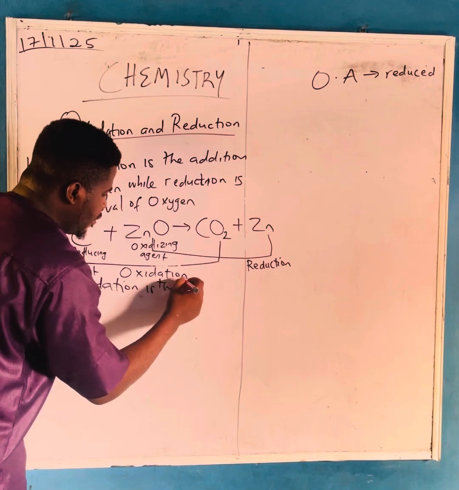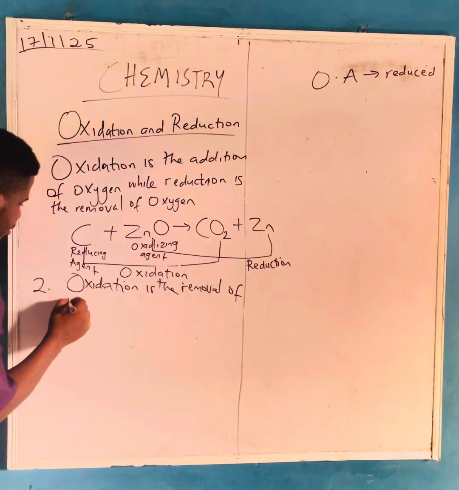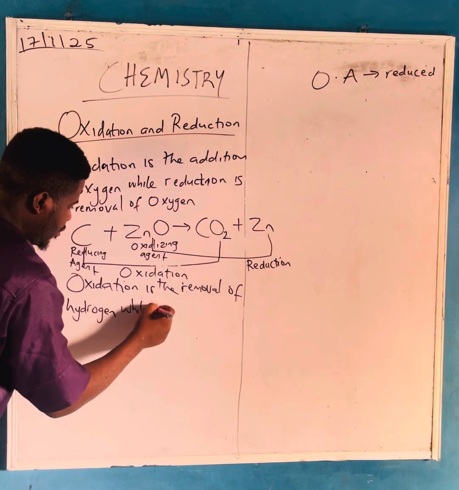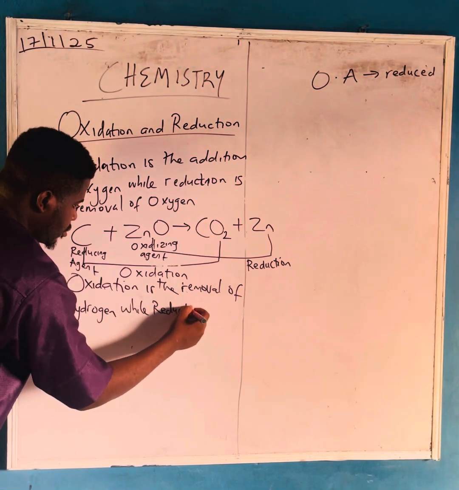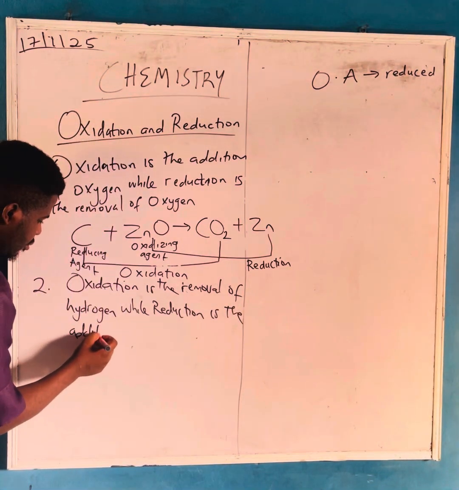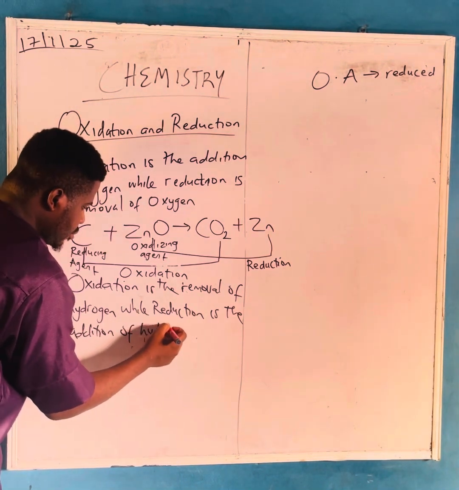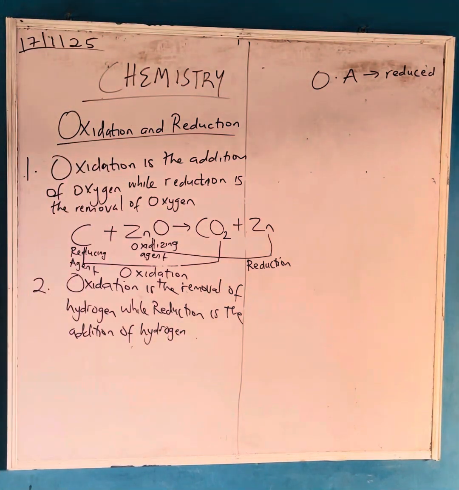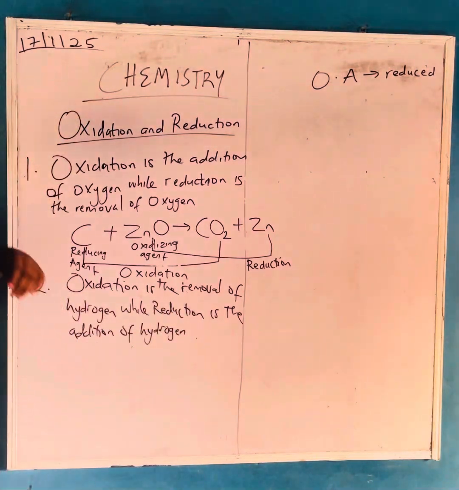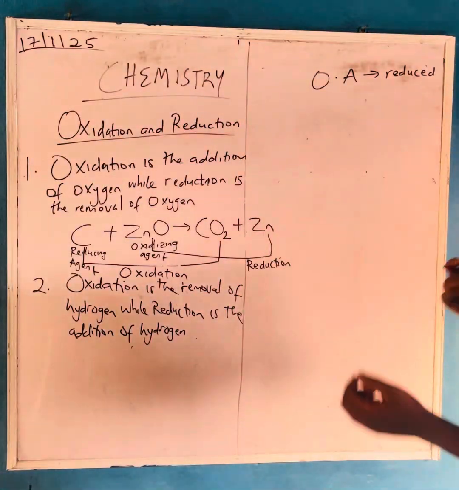is the removal of hydrogen, while reduction is the addition of hydrogen. So this is the second explanation of oxidation and reduction. Oxidation is the removal of hydrogen, but reduction is the addition of hydrogen.